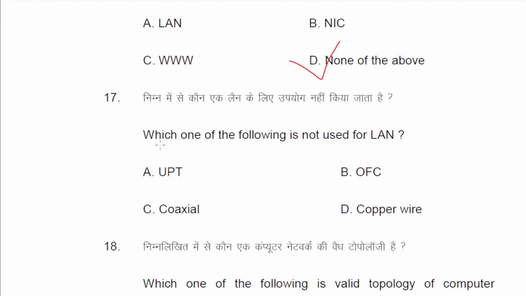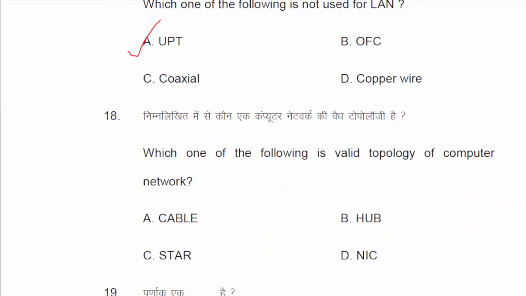Which one of the following is not used in the LAN? Coaxial cable also we are using. Copper wire also we are using. OFC also we are using. UTP we are not using it. The answer will be UTP. Answer will be A.